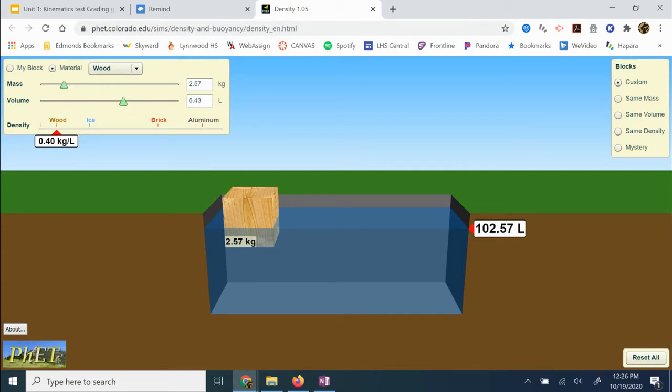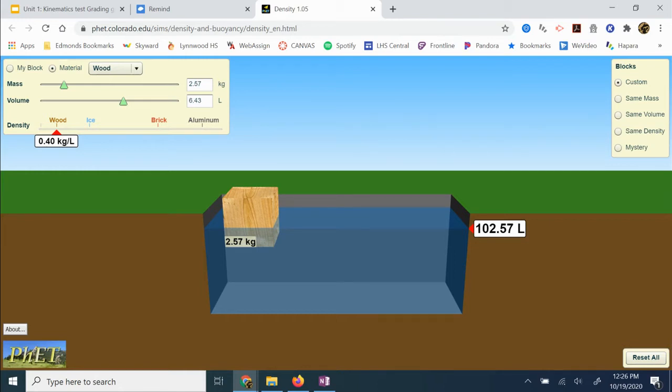The density of water is 1 gram per milliliter. Why does wood float? Well, if we look at the density of wood, it's 0.4. If we think about whether something is going to float or not, we have to compare those densities. Is it more or less than the density of water? If it's less than the density of water, it's going to float. If it's more than the density of water, it's going to sink. So since 0.4 is less than 1, it will float.